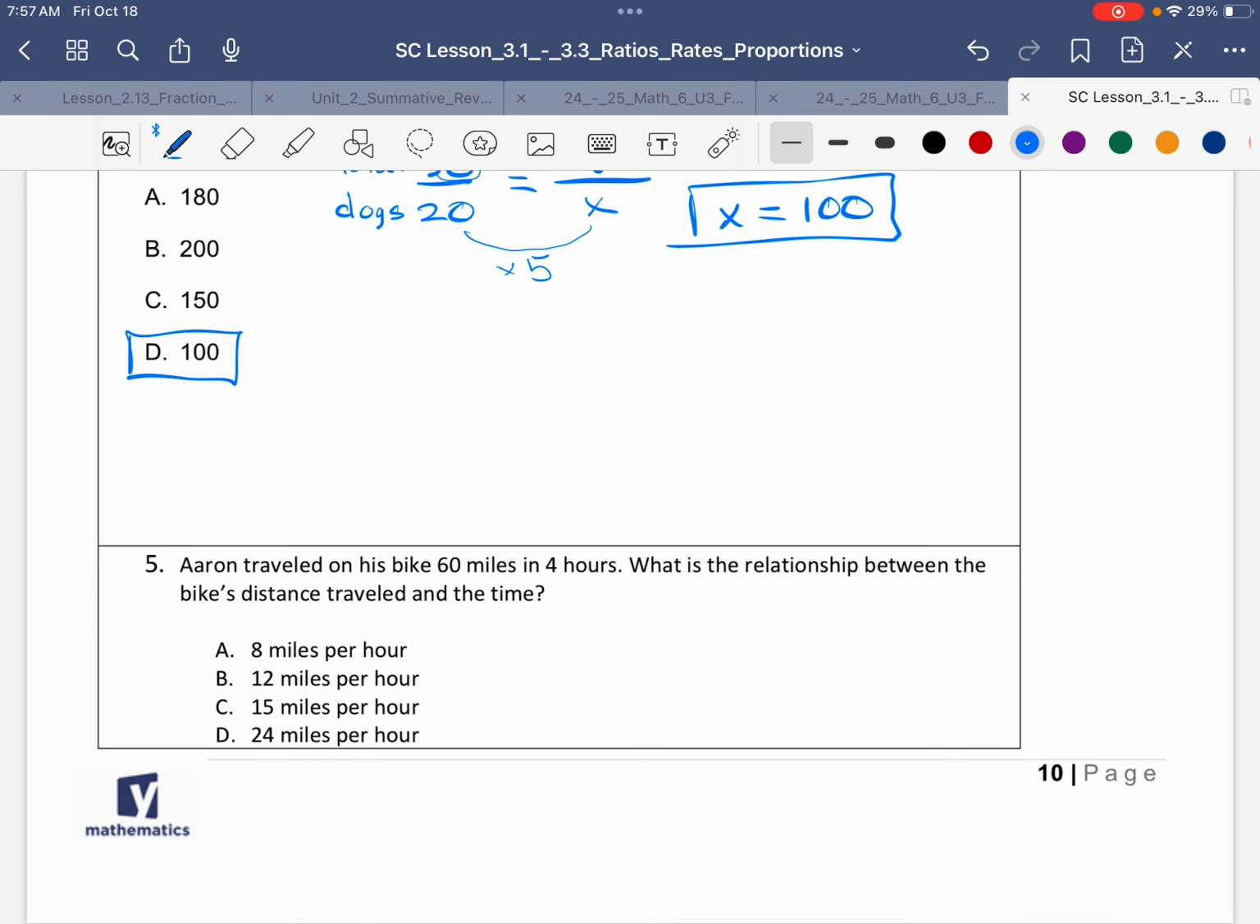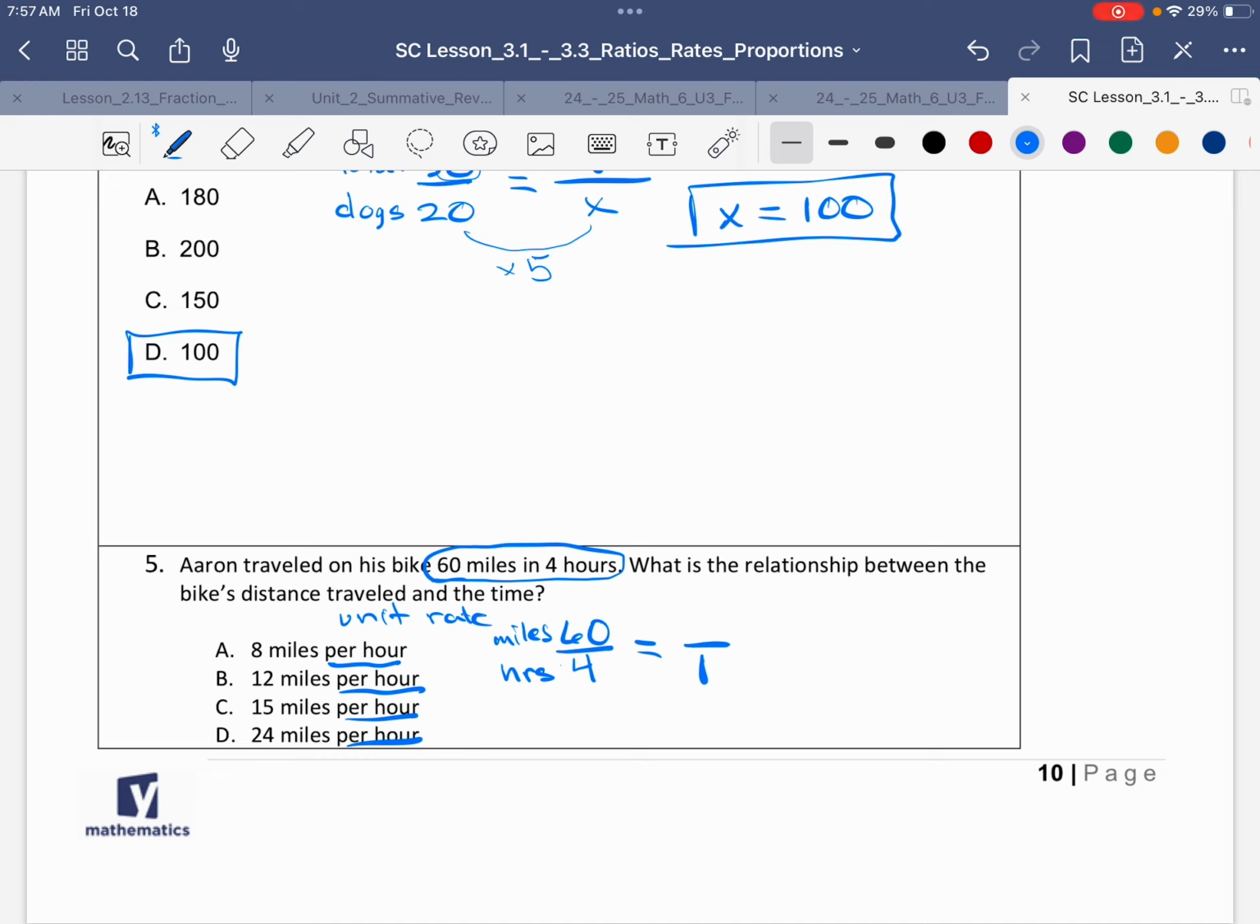Aaron traveled on his bike 60 miles in 4 hours. What is the relationship between the bike's distance traveled and the time? So you're trying to find what we call the unit rate. Now remember, the unit rate is when you're trying to find a quantity of 1. So we got 60 miles and 4 hours. See, all these say per hour, so you're trying to figure out how fast he is traveling in 1 hour.